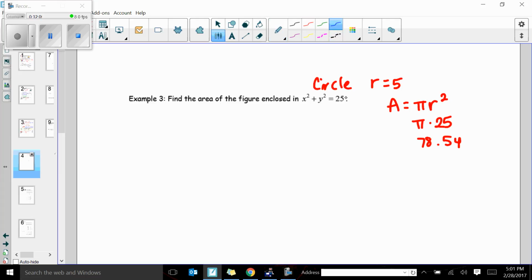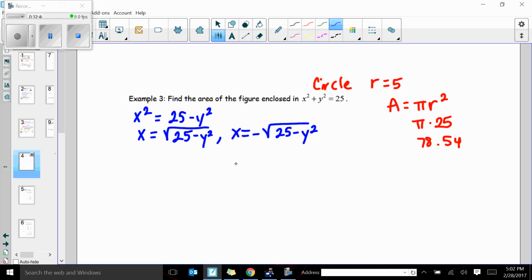So here's what we need to do. We need to either do this with respect to x or with respect to y. Since today was new with respect to y, let's get x by itself. So the first thing you would want to do is subtract over y squared. So we could do this either way. I'm just choosing to do it this way. So x would be the square root of 25 minus y squared, and x would be the negative square root. This would basically be the right and left semicircles.